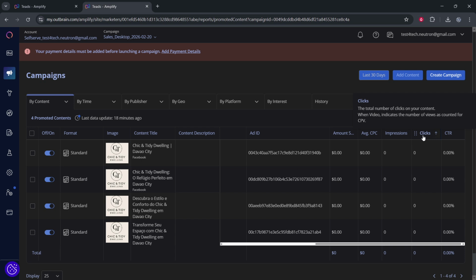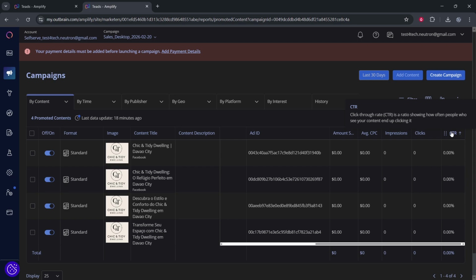This naturally leads to click-through rate, or CTR, which is clicks divided by impressions, multiplied by 100. CTR gives you a quick read on how efficiently your ad turns views into visits. Use this to gauge the relevance and quality of your creative and targeting. A higher CTR typically means your message is resonating.